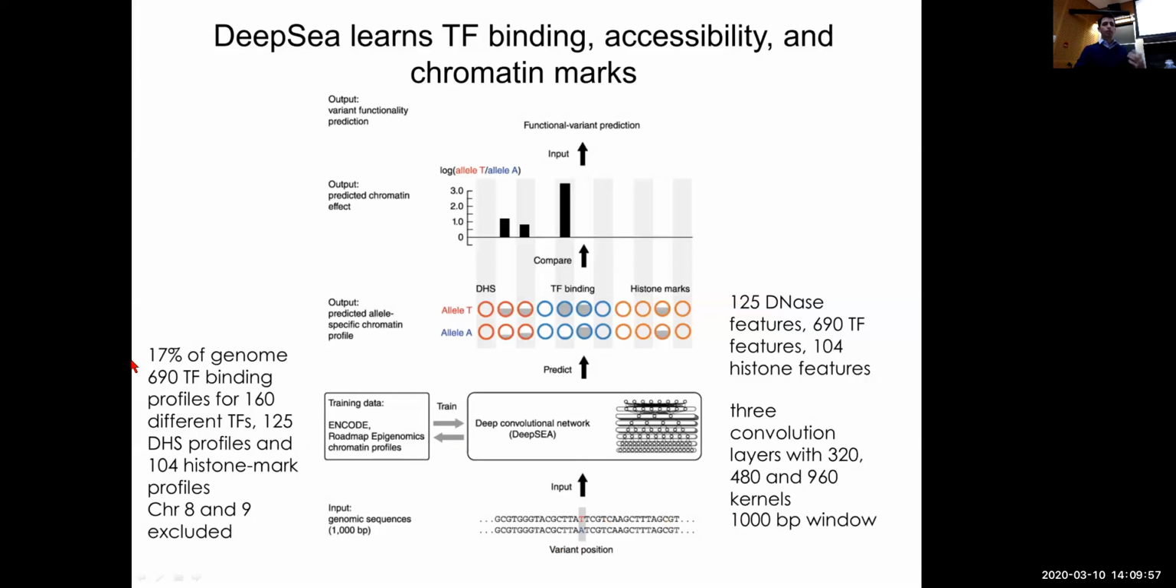So for example, this was trained on 70% of the genome on all of these different profiles, excluding some particular chromosomes. So basically the input is number one, the genetic sequence. And then the training is all of these different data sets. And then the output is what will be the impact of these genetic variations on the chromatin profile, and what will be the impact on the overall functionality of that genetic variant. Basically, is it likely to impact the gene regulatory landscape?